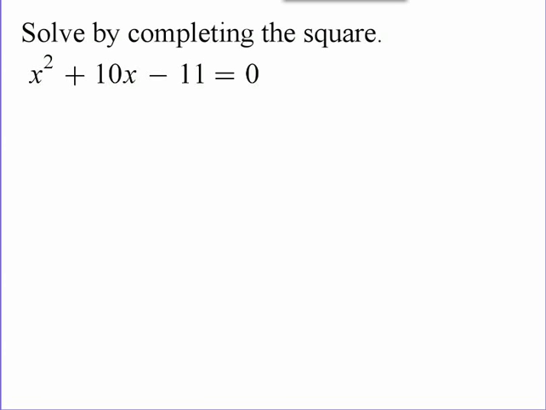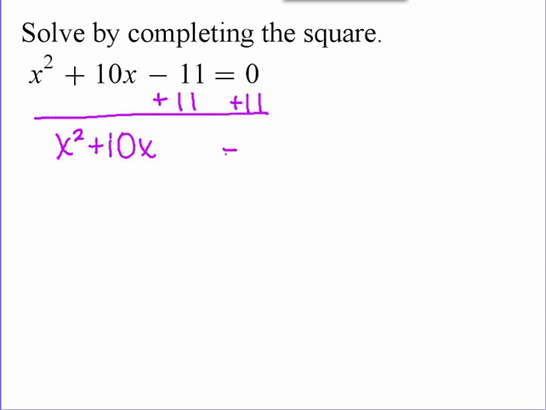So the very first step was to collect all terms involving x on one side of the equation, and move everything else to the other. So I'm going to go ahead and move my 11. On the left side, you're going to want to write this as x squared plus 10x. I'm going to leave a big space here, and that's going to equal 11. Okay? That was step 1.